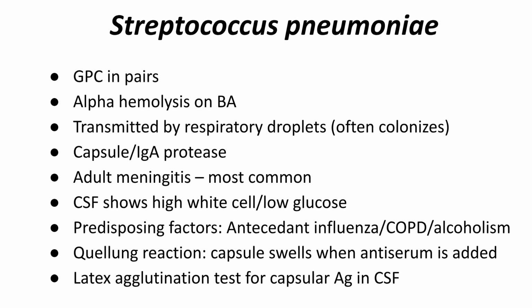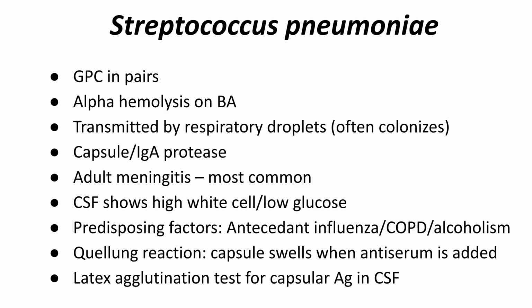The culprit here is almost certainly Streptococcus pneumoniae. It is a gram-positive coccus that typically grows in pairs. On a blood agar plate, they exhibit alpha hemolysis. It's transmitted by respiratory droplets, commonly colonizing the nasopharynx without causing immediate disease. But if conditions are right, or if the host is weakened, it can invade.